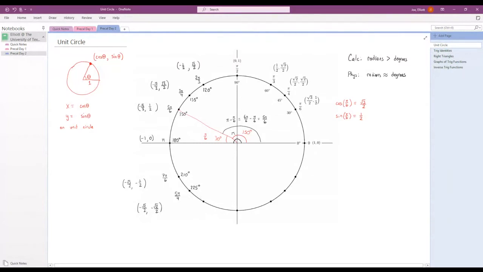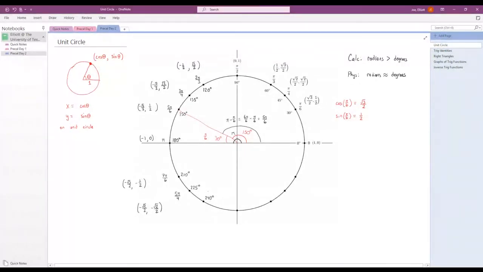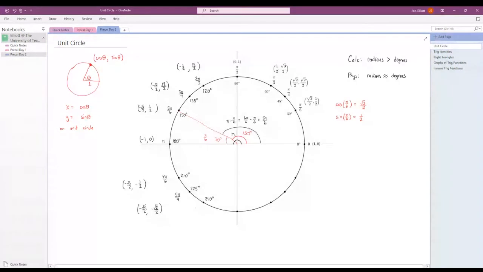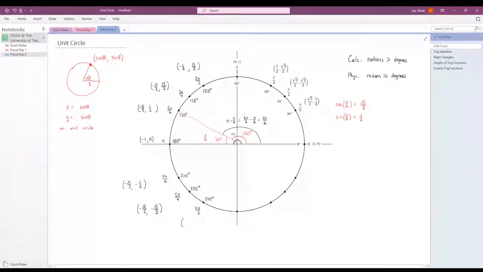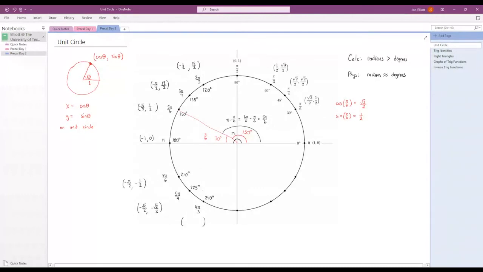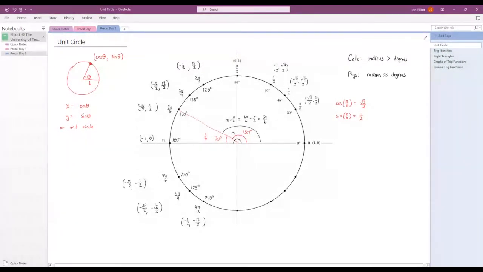So this is supposed to be 60 degrees from 180. So 180 plus 60 is 240, or pi plus pi over 3 will give you 4 pi over 3. Right, and then again, the coordinates are the same as this one, but with a negative y.